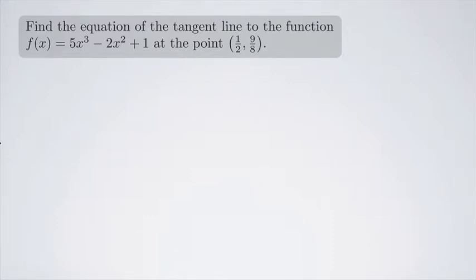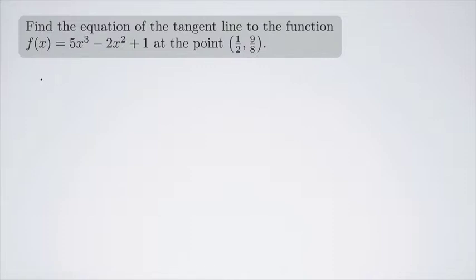Find the equation of the tangent line to the function f of x equals 5x cubed minus 2x squared plus 1 at the point (1/2, 9/8). Okay, so we want to find the tangent line. That means first we should find the slope of the tangent line. And to do that, we need to take the derivative.